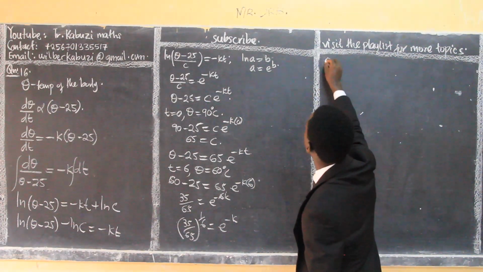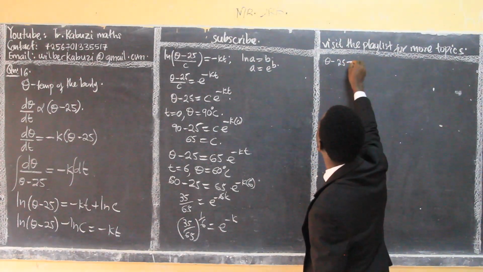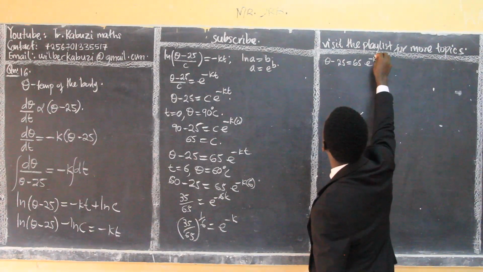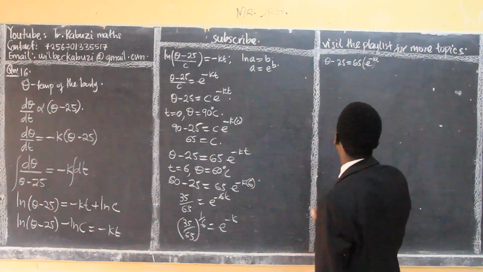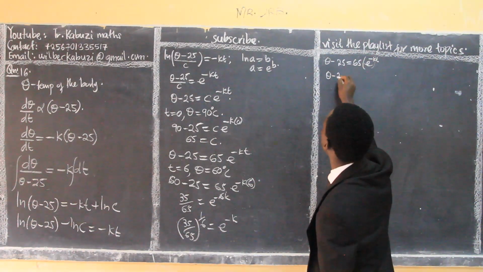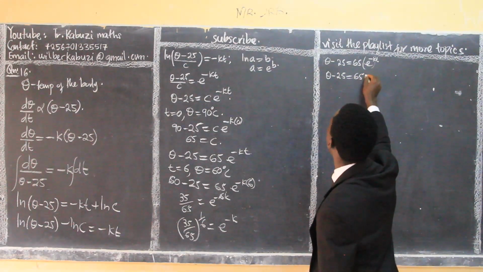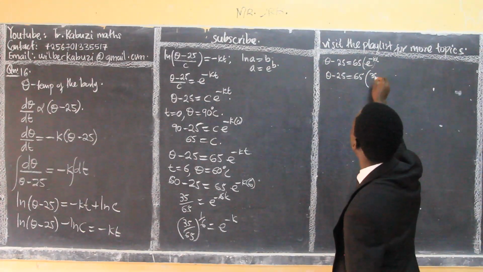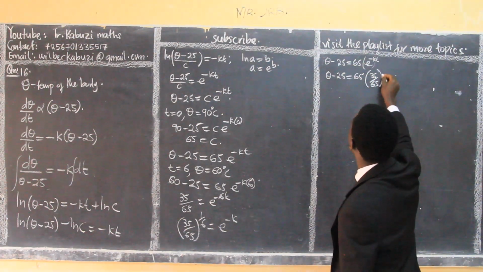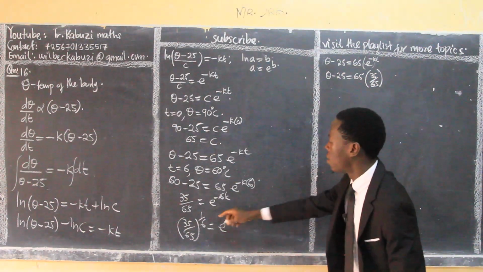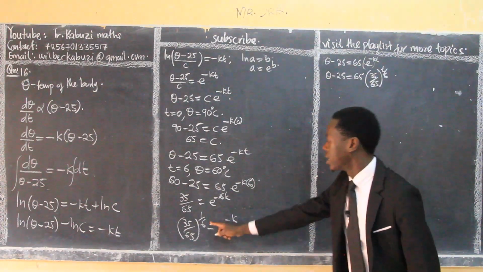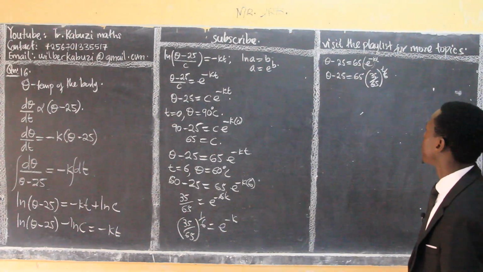So I had theta minus 25 equals 65 e power negative kt. All of it I'm going to substitute there, so that my theta minus 25 is going to be 65 times 35 over 65 to the power t over 6, which is 6. When you multiply this t times this, you get that.